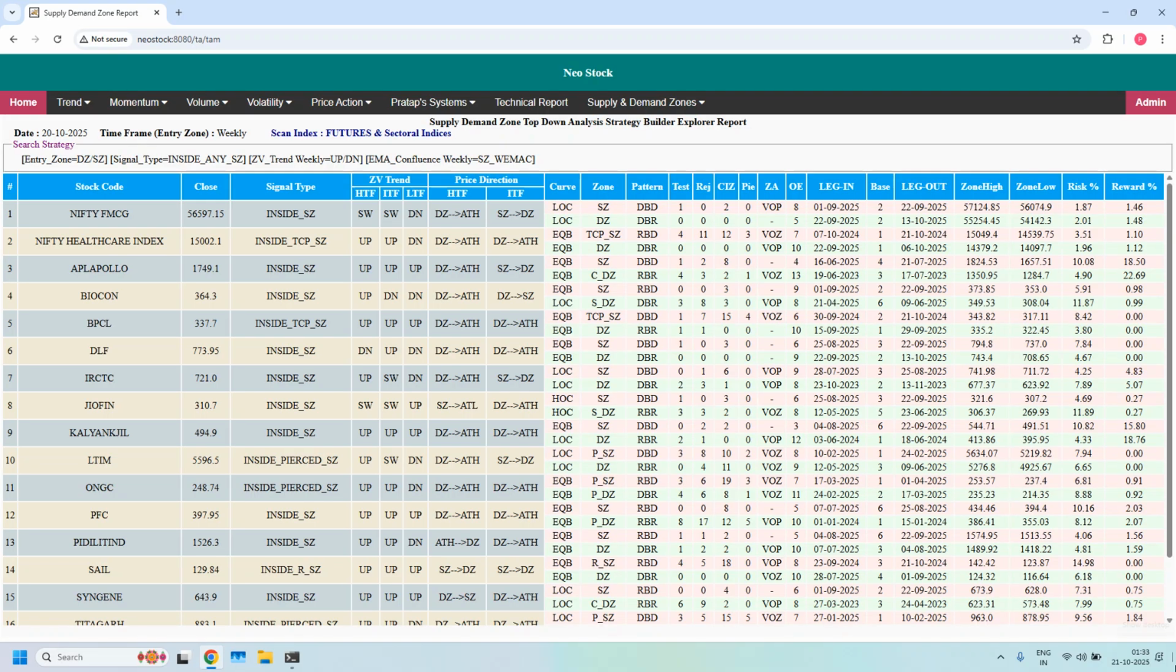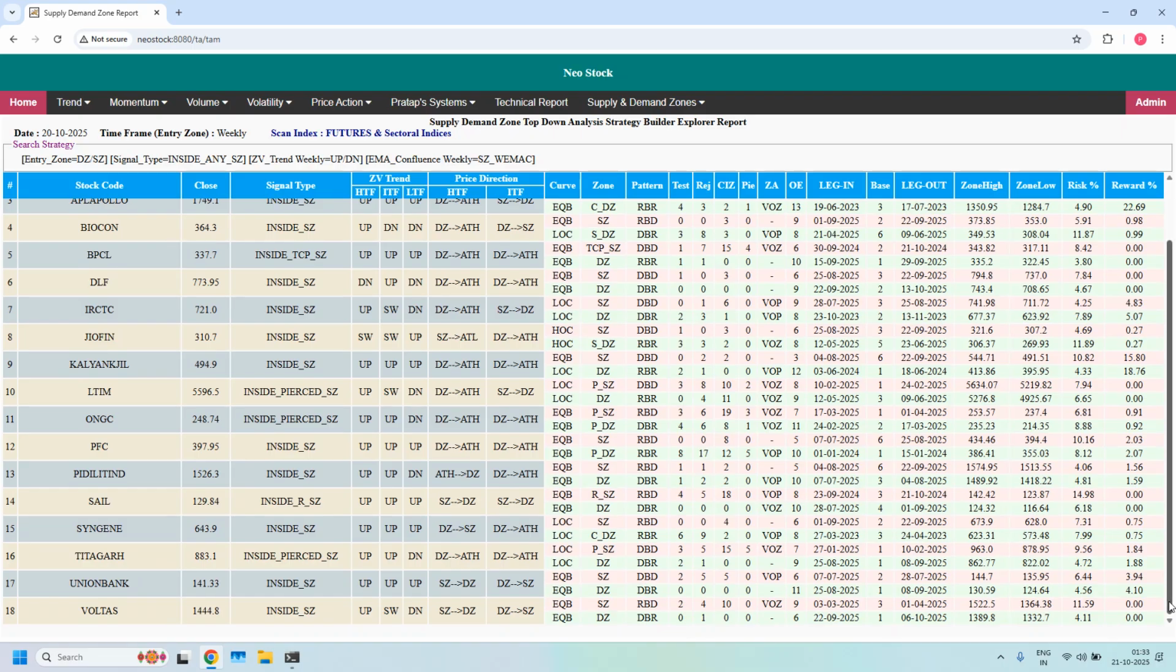Now the list is reduced. First 15 stocks in the list. Scrolling the list down. So total 18 stocks are filtered. Next time frame, daily, was already generated in the beginning of the report.